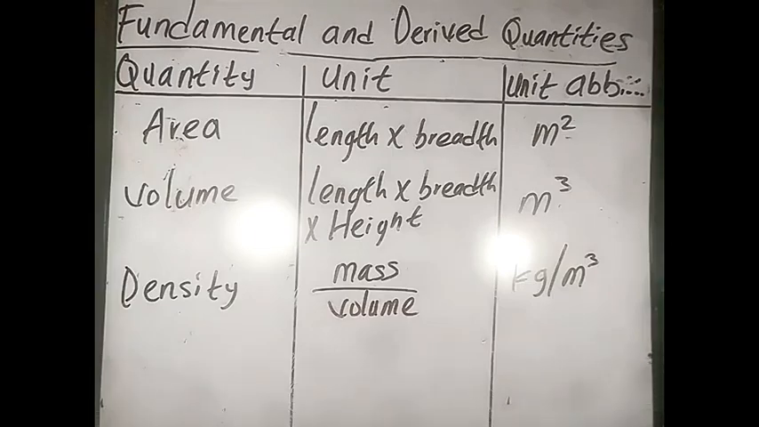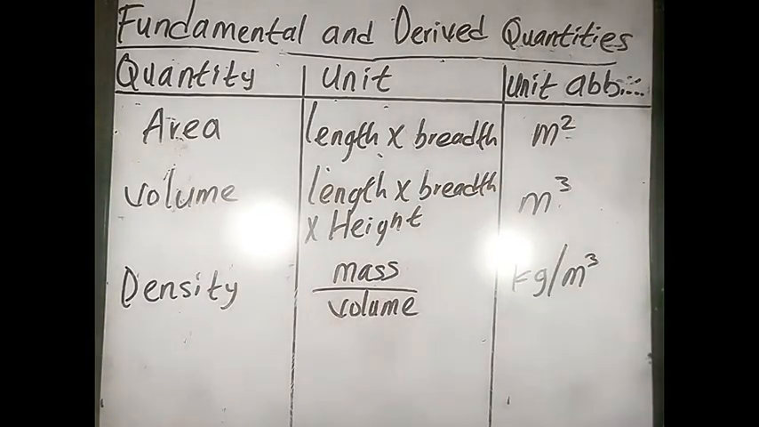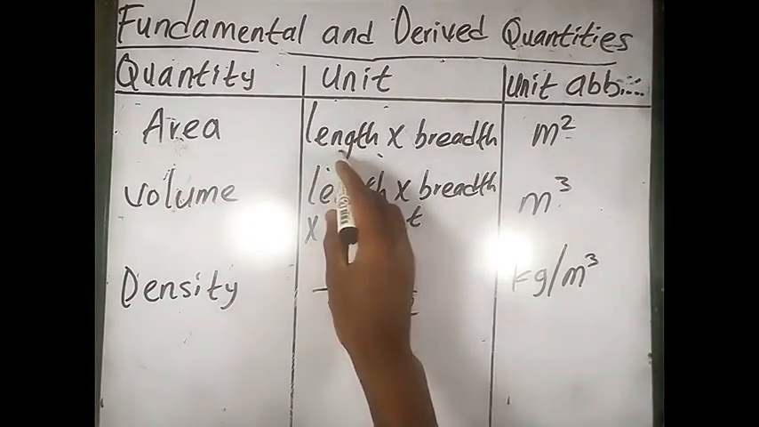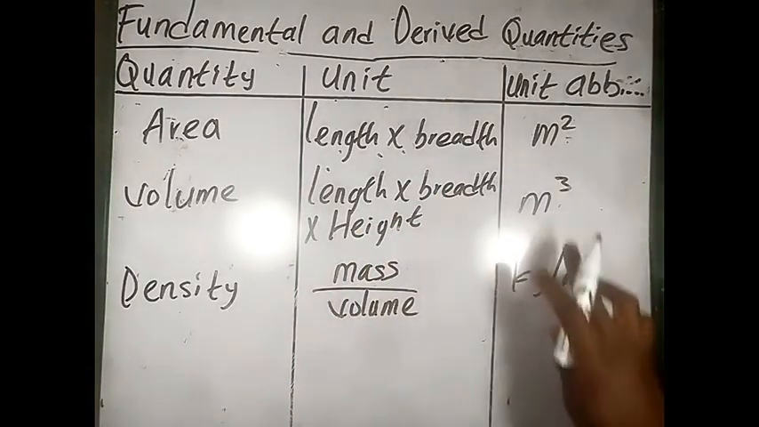What are derived quantities? Derived quantities are the quantities that are derived from fundamental quantities, and derived units are units that are derived from fundamental units. Let's take for example area. Area is length times breadth. This breadth is also derived from fundamental quantities in just another perspective. The unit is meter squared. Volume is length times breadth times height, and the unit is meter cubed.